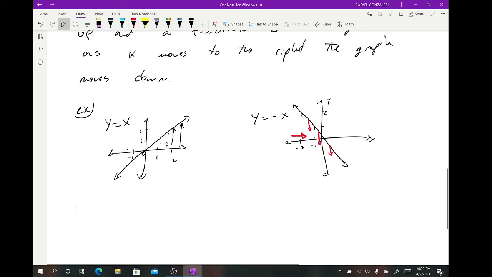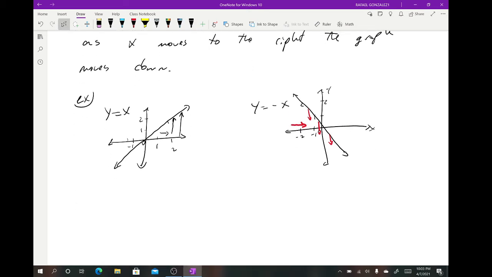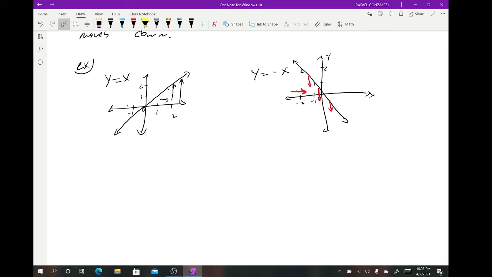Now, we have a test for increasing and decreasing functions. Because some functions that you will have may not be as nice as these ones, and furthermore, most of the time you will just be given the equation of the function and not the graph itself. So if you're given the equation and not the graph, it may be very difficult to graph that particular function, at least in a timely manner.